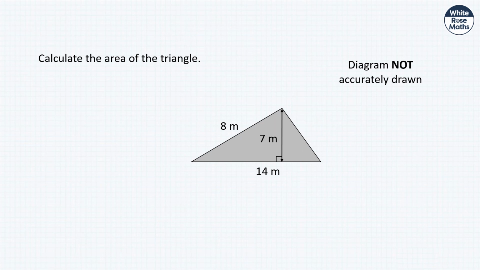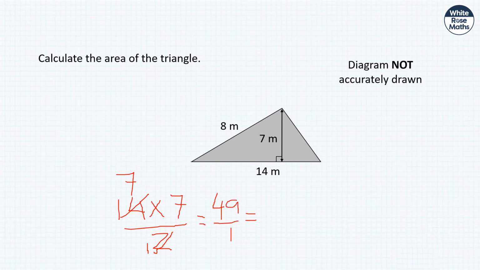Again, it's base times height divided by 2, so it's base times the perpendicular height. So 14 times 7, all divided by 2. Working this out, I can cancel here, so divide top and bottom by 2, I get 1 and I get 7 to make it a bit easier. 7 sevens are 49, so it'll be 49 out of 1, which is equal to 49 meters squared. And that's my answer for this question.